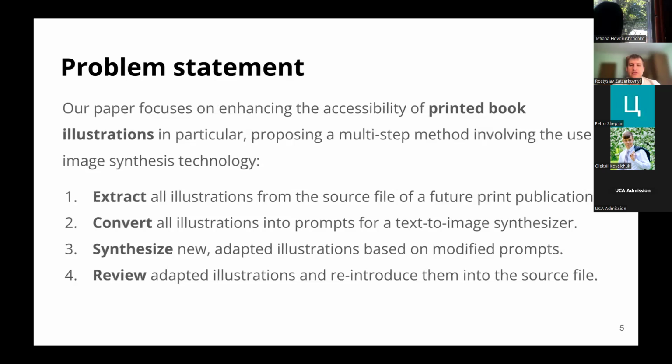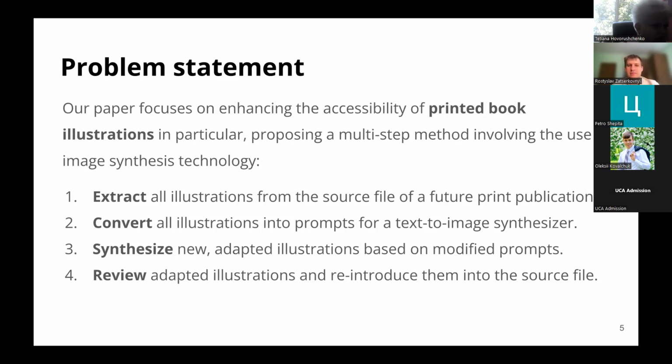And our paper focuses on enhancing the accessibility of one particular aspect, and that is printed book illustrations. Right now, illustrations in these books are mostly just stock photos or made without readers with visual impairment in mind at all. So we want to enhance the accessibility of these illustrations by making them more adapted to readers with low vision, and that means making them high contrast, often monochrome, making it so that the elements on these book illustrations are very easily distinguished.